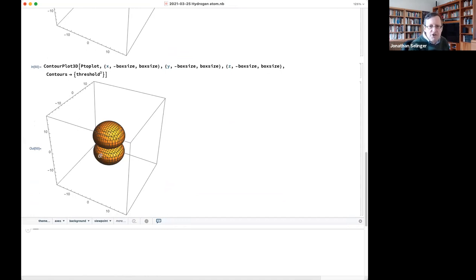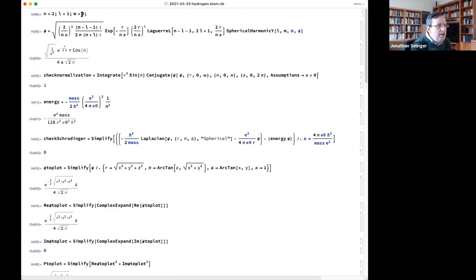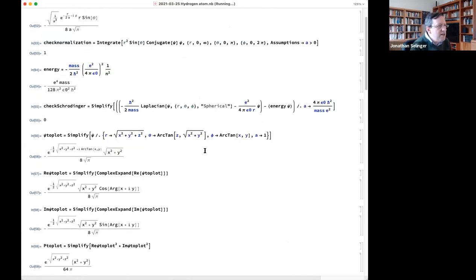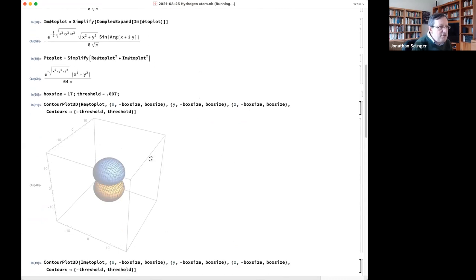So in this particular state, the electron is likely to be either above or below the proton along the z-axis, but it's not going to be right in the plane of z equals zero. Let's keep going, okay? So let's try L equals one, M equals one. Evaluate all that, and it still is normalized, it still satisfies Schrödinger, and let's see the wave functions.